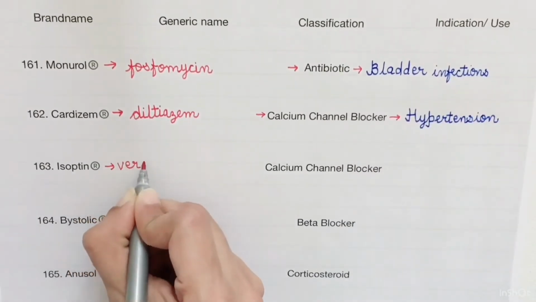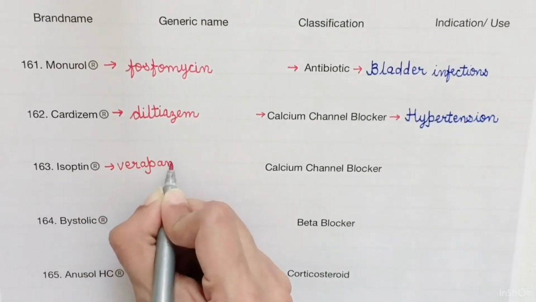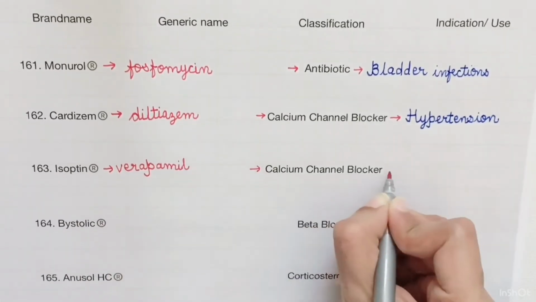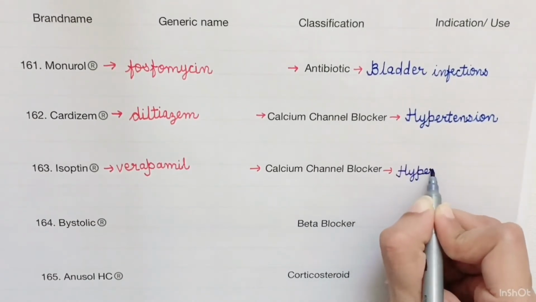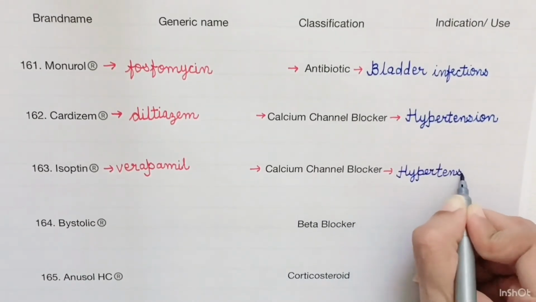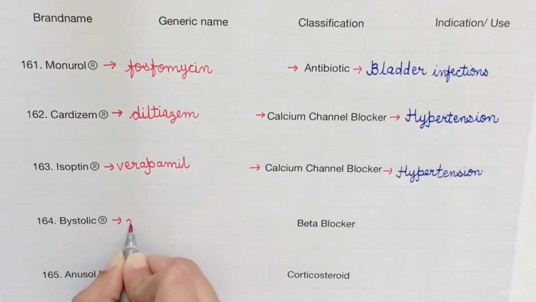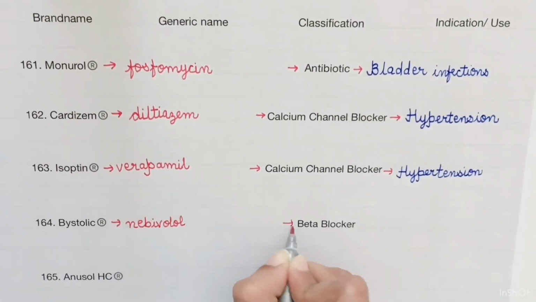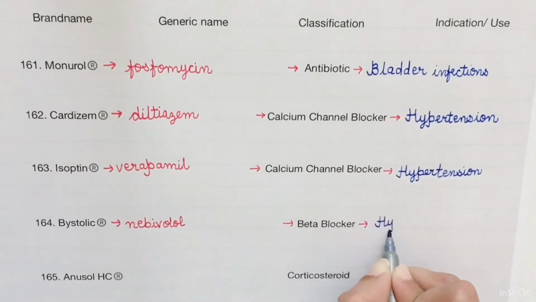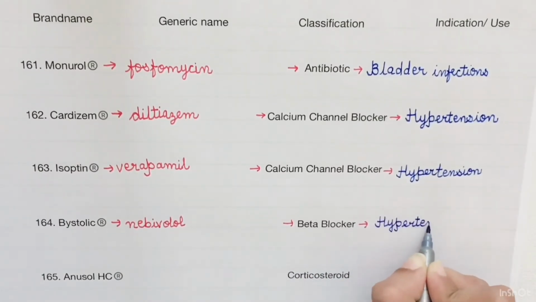163 is Isopten. Its generic is Verapamil. Its class is calcium channel blocker, and it's used for hypertension. 164 is Biastolic. Its generic is Nebivolol. Its class is beta blocker, and it's used for hypertension.